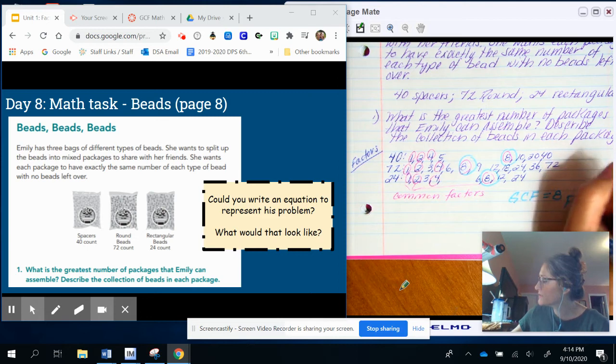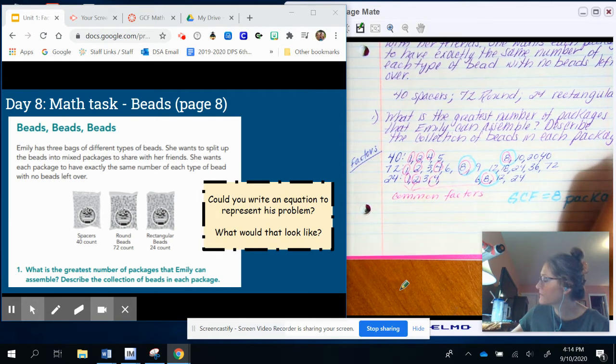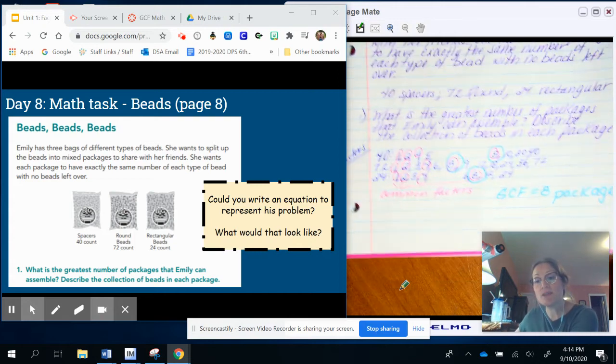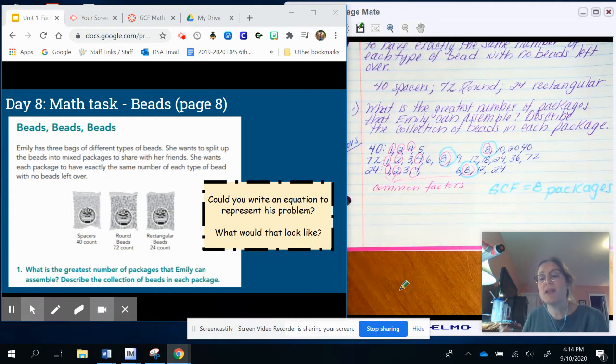8 packages. So that's where we are. We're at 8 packages. But the next step is how many of each type of bead goes inside each package. So if I have 40 beads and I have 8 packages and I want to put 40 beads into 8 packages, how many beads per package? What operation does that sound like? If you said division, you are correct.